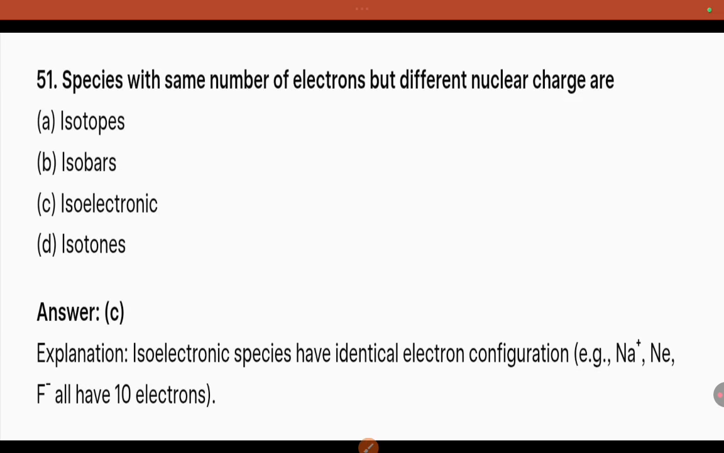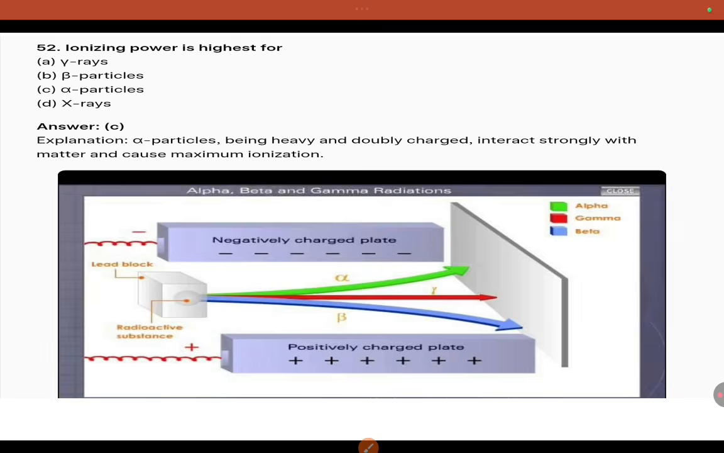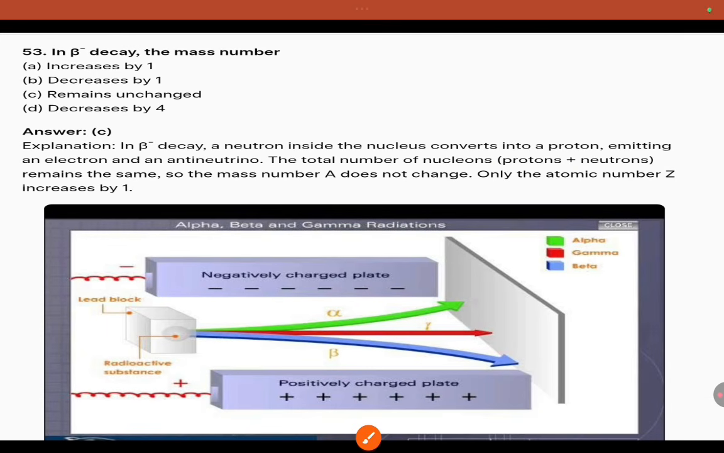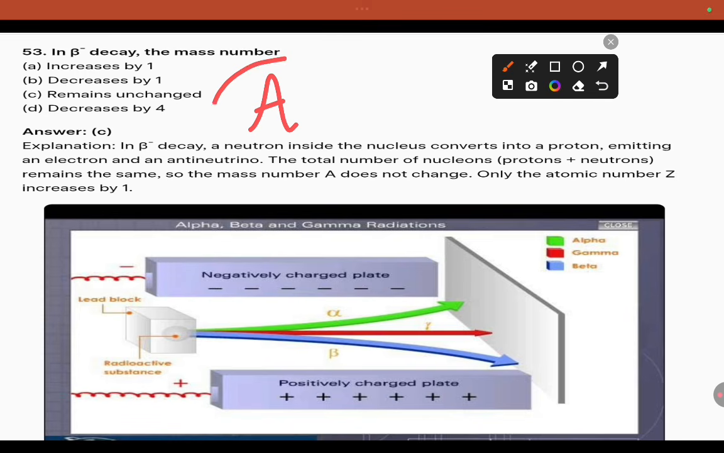51. Species with the same number of electrons but different nuclear charge, that is about isoelectronic. Ionizing power is highest for alpha rays. Alpha particles, being heavy and doubly charged, interact strongly with matter and cause maximum ionization. In beta decay, the mass number remains constant, only the atomic number increases by +1.